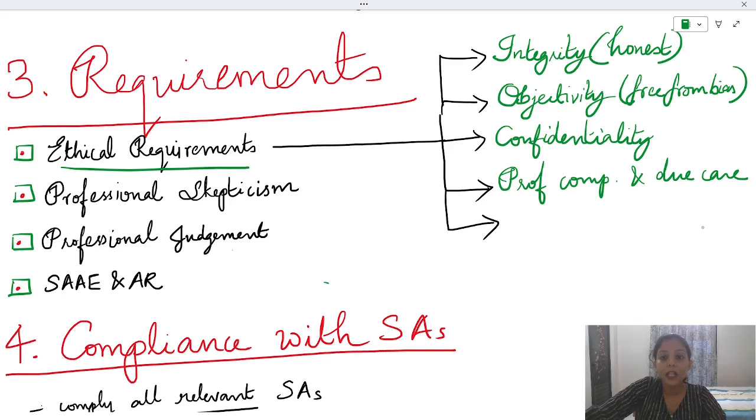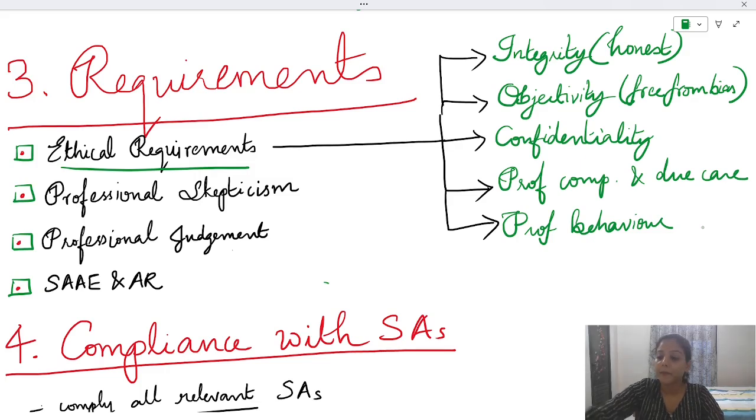And the next ethical requirement is professional behavior. At all times, anything that discredits your profession should be avoided. You should behave professionally, which means you should not discredit your profession in any way. So you should maintain professional behavior at all times. So these are the ethical requirements, and the auditor shall maintain and comply with all of them.